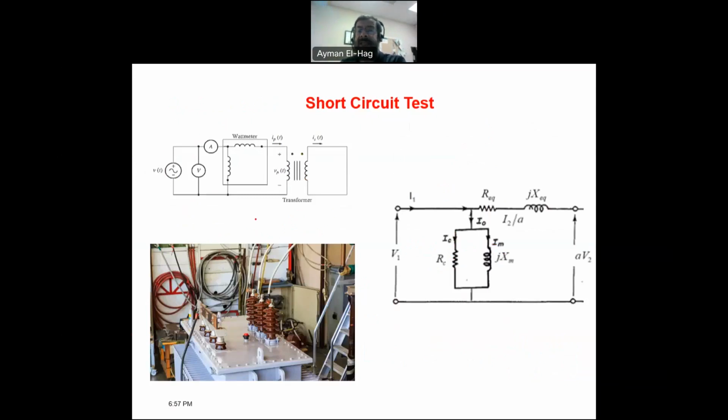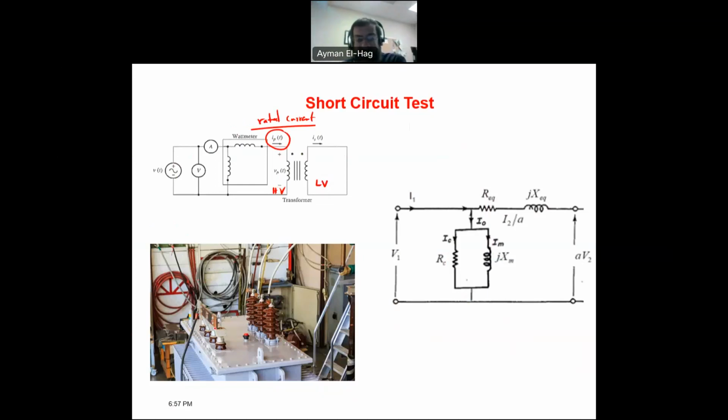Now let's go to the short circuit test. In the short circuit test, basically, we short circuit the low voltage side. So the low voltage side is short circuited, and we apply a voltage at the high voltage side so that we will have the rated current. What is the rated current of the transformer? Then we will let this current pass by applying, and it's usually a small voltage. Then you will have the rated current inside the winding of the transformer.